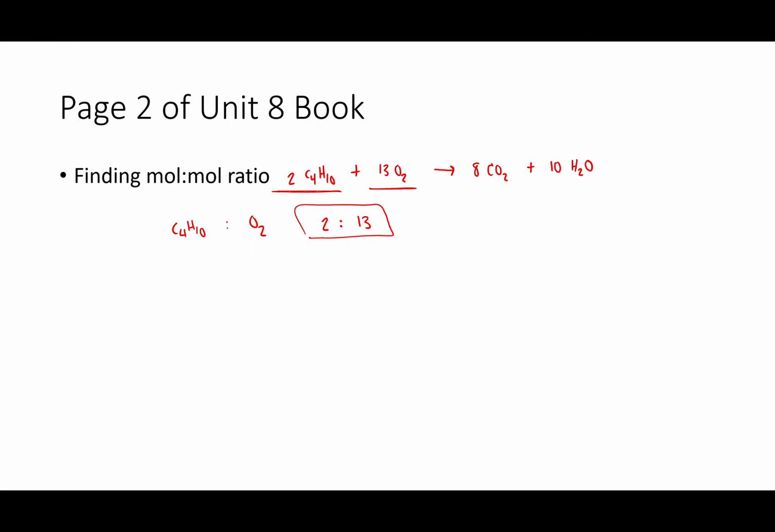All right, let's try one more all together. O2 to CO2. All right, when I look, I again see a 13 in front of my O2, and now in front of my carbon dioxide, I have an 8. So if you would, go ahead and pause the video, and you all try C, D, and E.